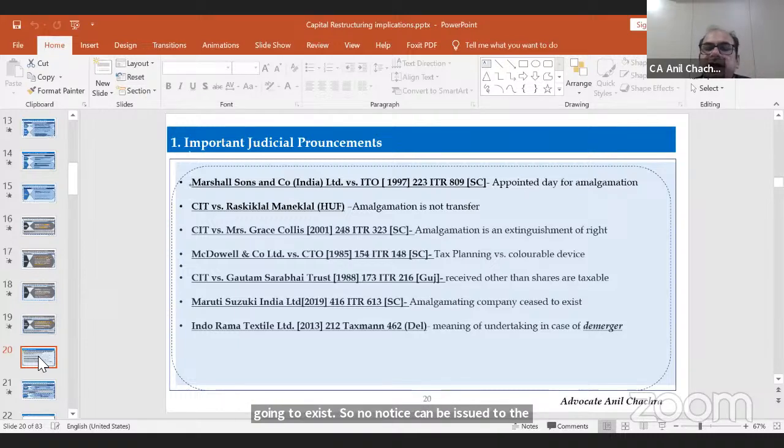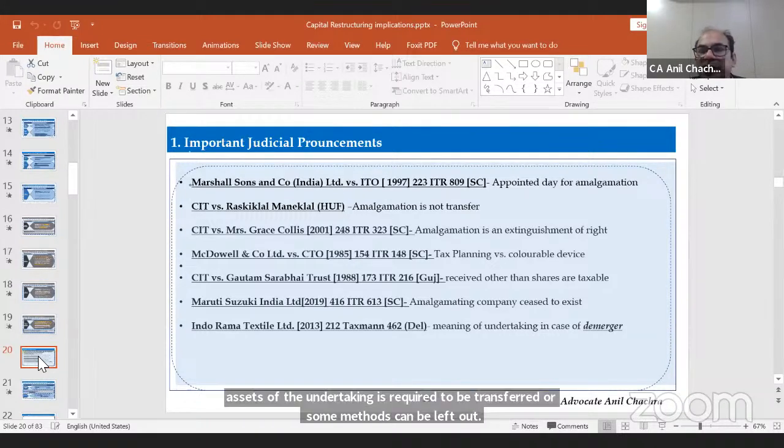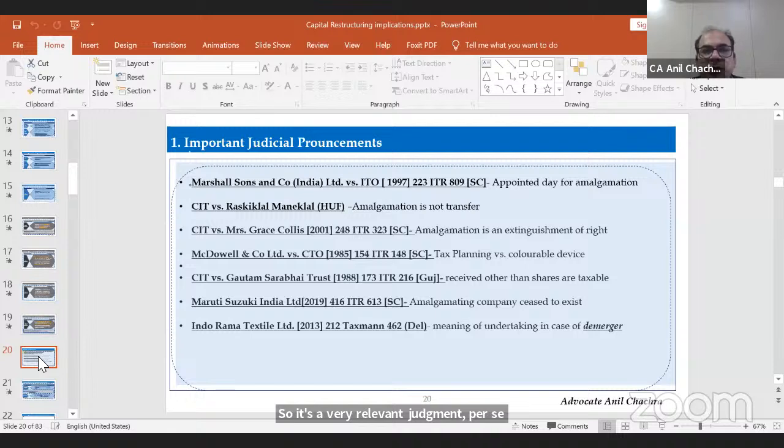Indorama Textile has been specifically relevant for the undertaking definition for the demerger part. What is the meaning of the demerger? What is the meaning of the undertaking? Means whether all the assets of the undertaking are required to be transferred or some assets can be left out. So it's a very relevant judgment for understanding how the meaning of the undertaking can be relevant as far as the demerger part is concerned. So I have mentioned the relevant judgments, not all the judgments, which will be useful for the M&A part.